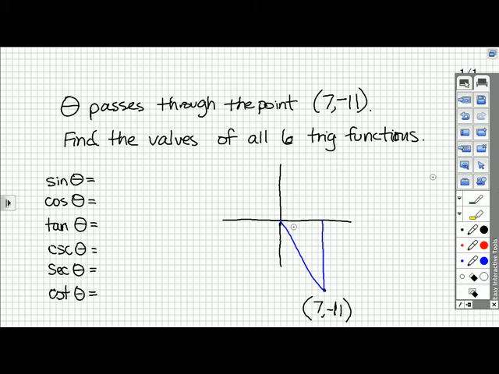So we've got 7 and -11 for sides. If you do the Pythagorean theorem, you should get the square root of 170 for your hypotenuse. And then you should be able to write all of your trig ratios.